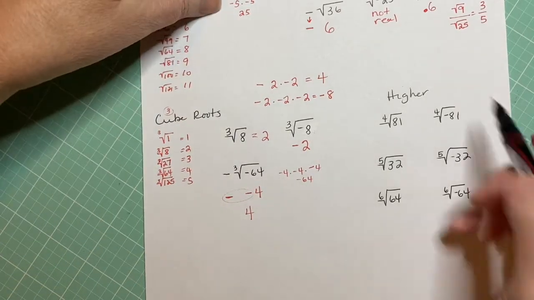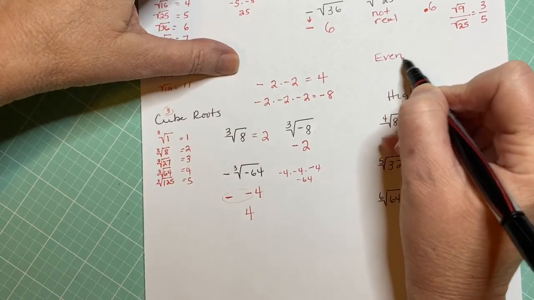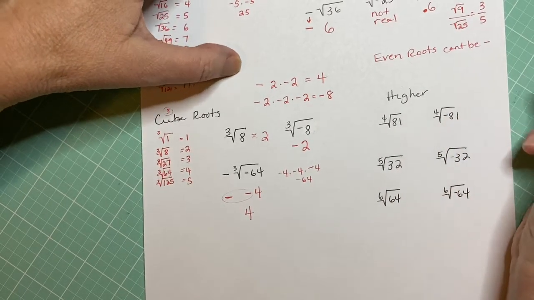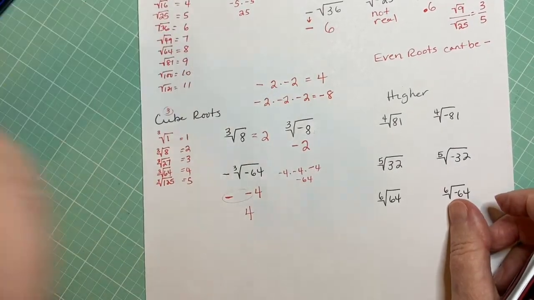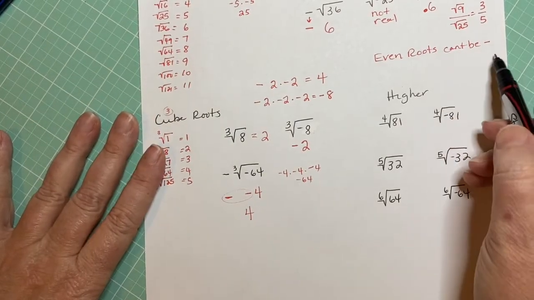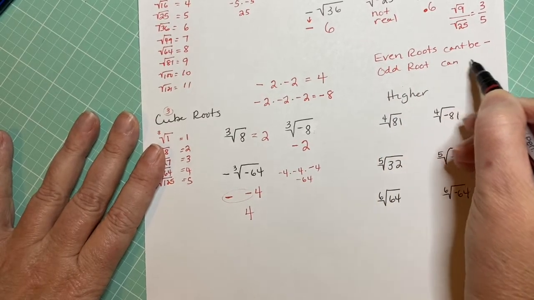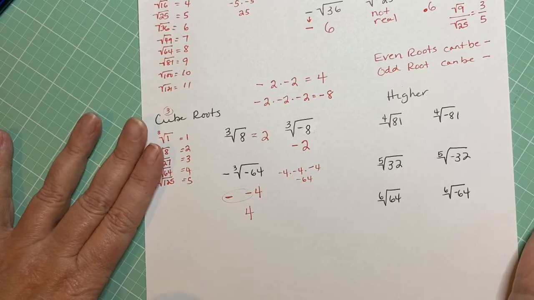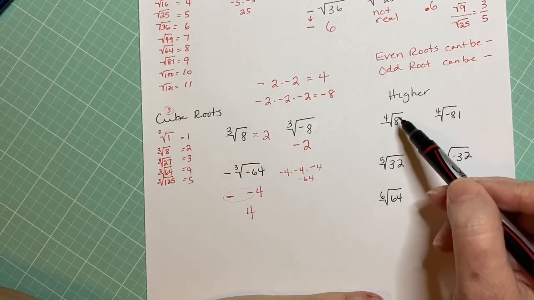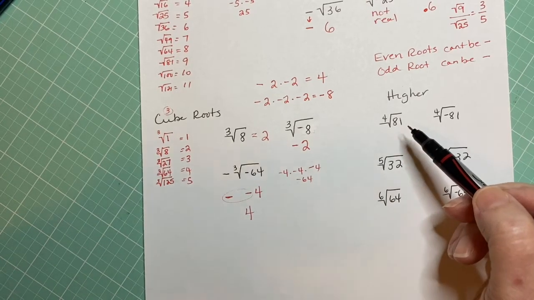Okay, so let's think about higher order. So what the rule really comes down to is even roots can't be negative. So 2 negatives make a positive, 4 negatives make a positive, 6 negatives make a positive. Any even number of negatives can't be negative, but an odd root can be negative. Does that make sense? So fourth roots, so when we look at this fourth one, it's the 4th root of 81. So we're going to think what number 4 times is equal to 81.